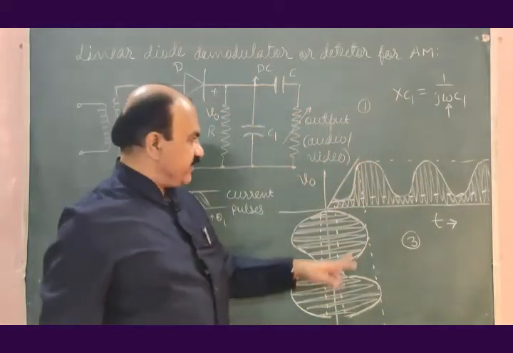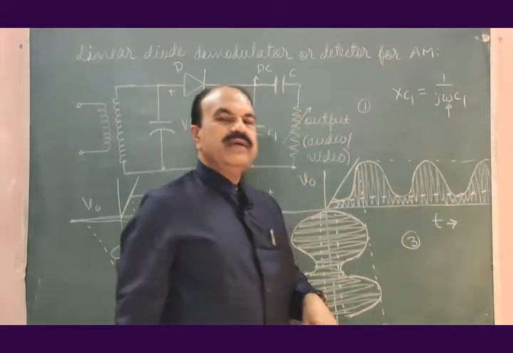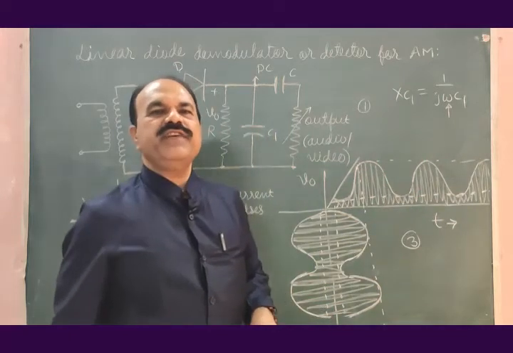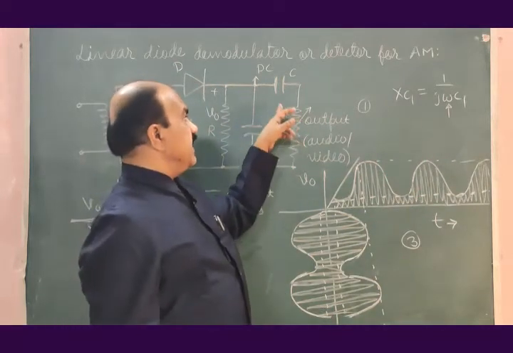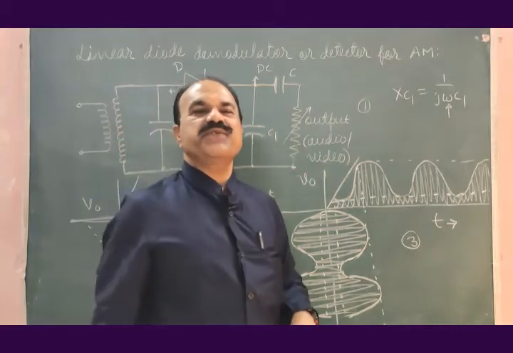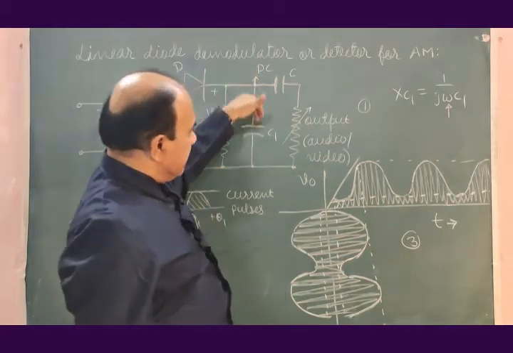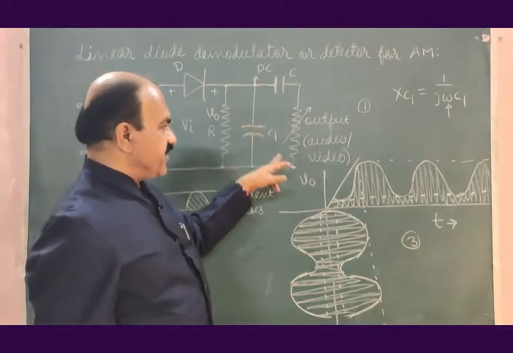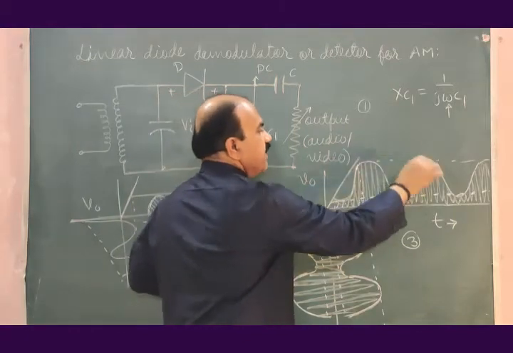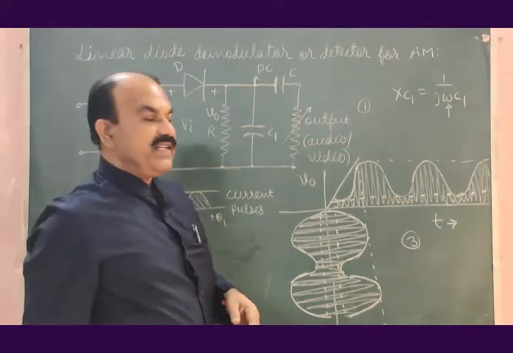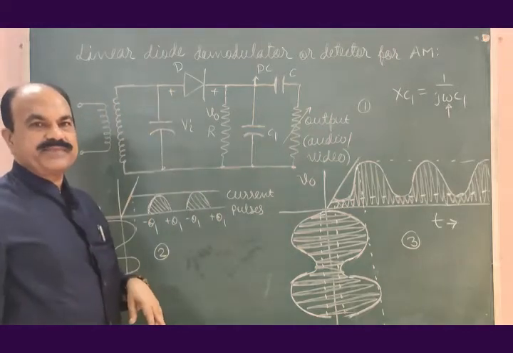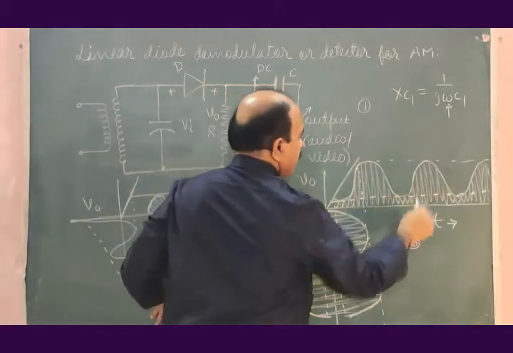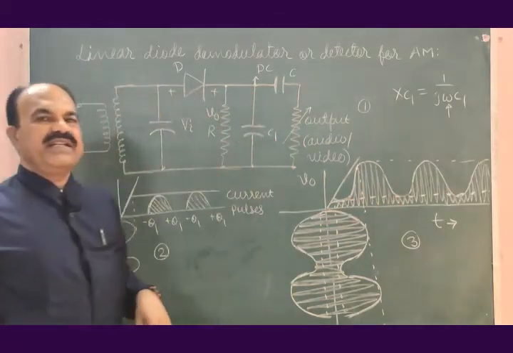This is omega C. The frequency inside this envelope is very large, and therefore the reactance of this capacitor C1 is very small. So the carrier will be simply bypassed by capacitor C1 to the ground, and it charges for the positive half cycles. It charges whenever this diode conducts. Diode conducts only for positive portions. For negative portions, diode will not be conducting.